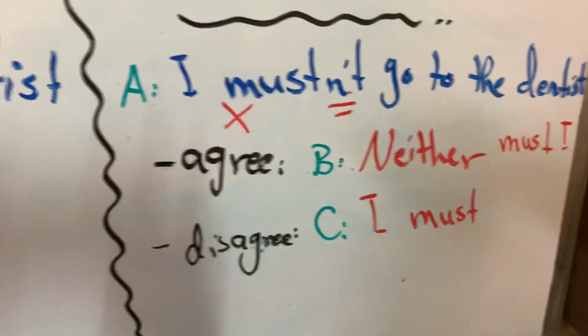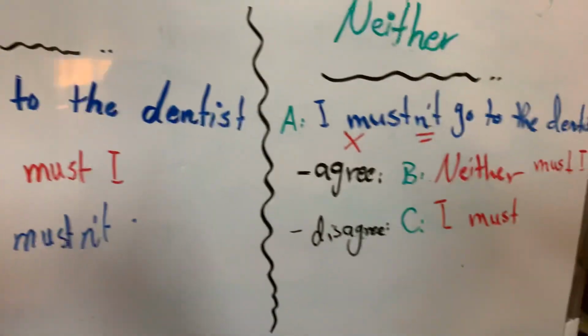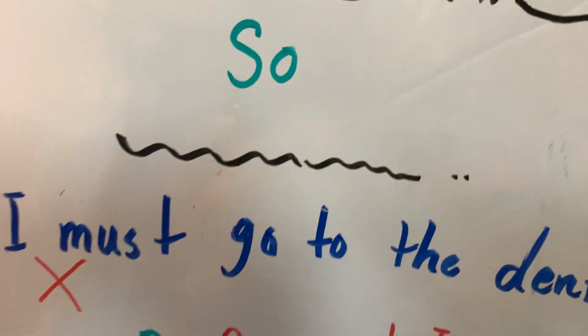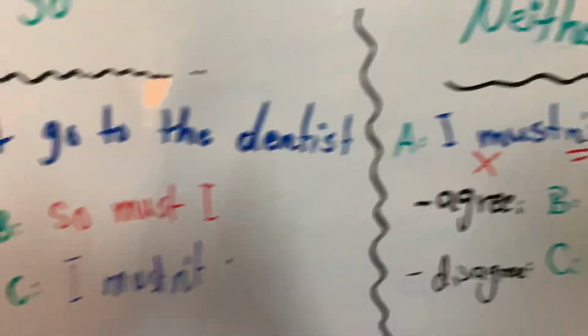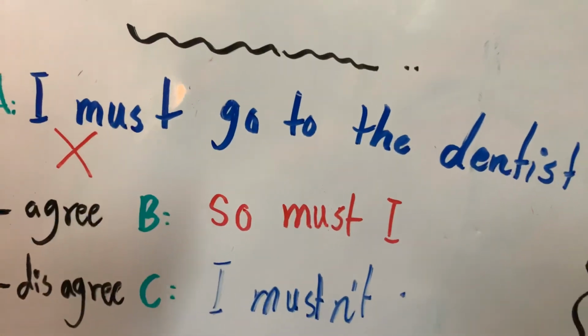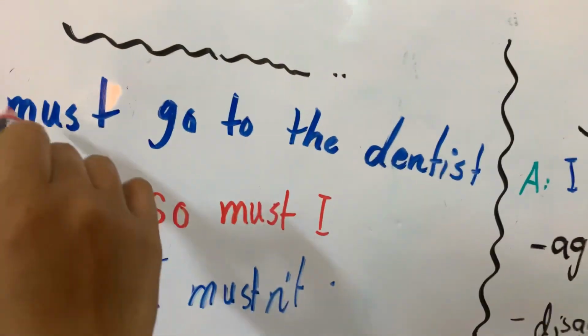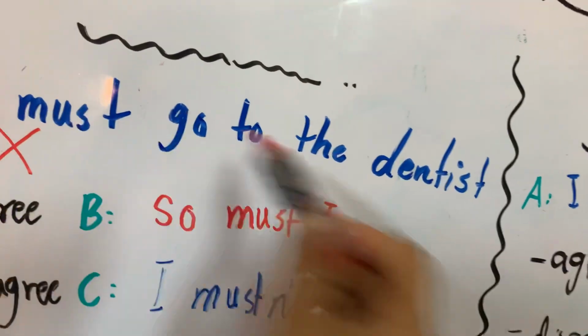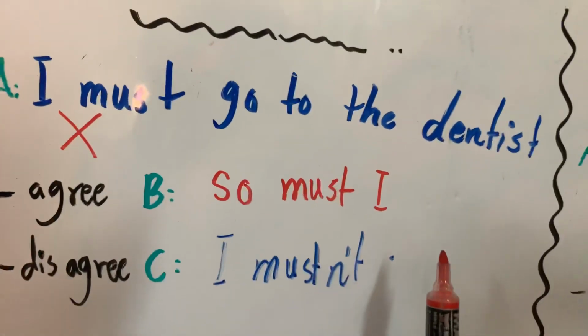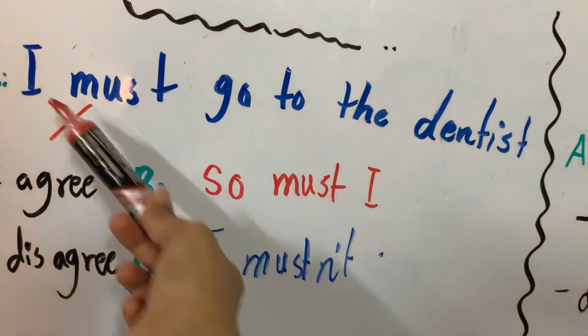So, did you see? Let's go to the first part and the second part. Here is "so" and here is "neither." Look at the "so." "I must go to the dentist." The sentence is affirmative. Okay? Affirmative. "I must go to the dentist." A question, B agrees with him.